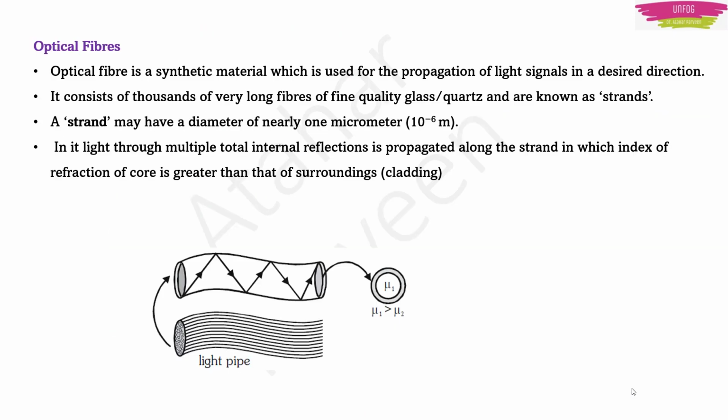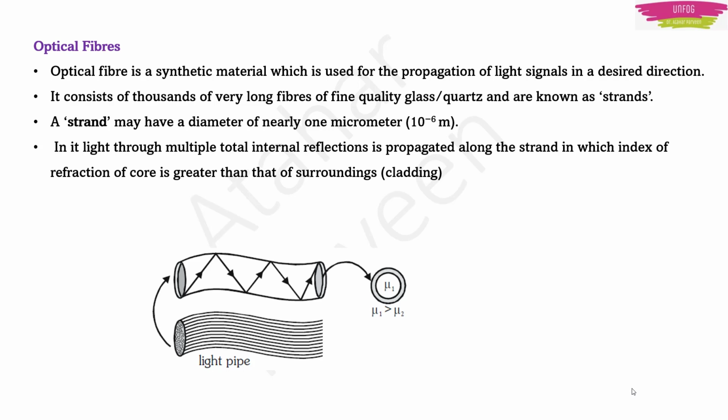Now let us talk about optical fibers. Optical fibers are another important application of total internal reflection. First of all, what is an optical fiber? It is a synthetic material. It is used for the propagation of light signals in a desired direction. Desired direction means whatever direction you want, you can have that propagation of light signals in that direction only. So these optical fibers help you in doing so.